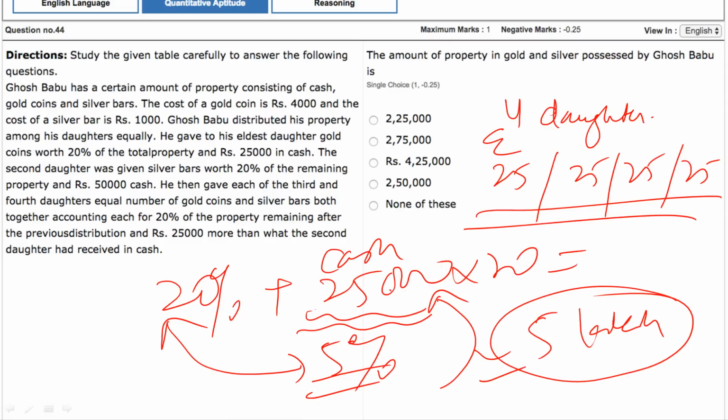I have repeated the same thing again. Ghosh Babu has 4 daughters. He has to distribute wealth equally, so all will get 25%. The first daughter gets 20% in gold and the remaining in cash, which is 25,000. That will be only 5%. And that gives us the hint to calculate how much wealth he actually has.